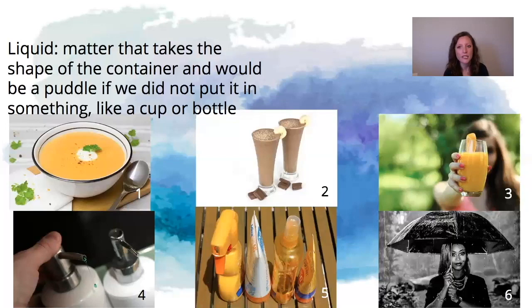Now, picture number 6 is a little bit different, but it still has a liquid. Picture number 6 is a lady holding an umbrella. Why would she be holding an umbrella? Well, if you look closely, you see the rain is falling from the sky. Rain is a liquid. Now, when it falls from the sky and falls to the earth, we notice it becomes a puddle. If you have a spot on the ground that turns into a puddle, well, it's because there's probably some kind of liquid.